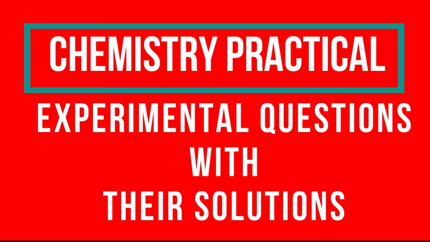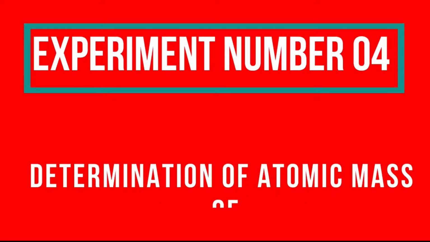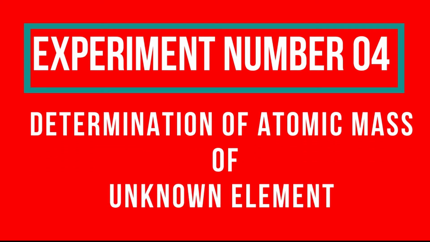Welcome to this chemistry practical session. Today we continue with our experimental questions with their solutions. Today we are in experiment number 4. Our specific objective is the determination of atomic mass and to identify the name of the element X, the atomic mass and the name of the element which is unknown.